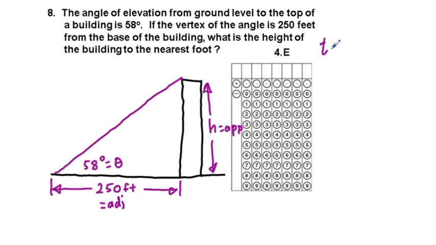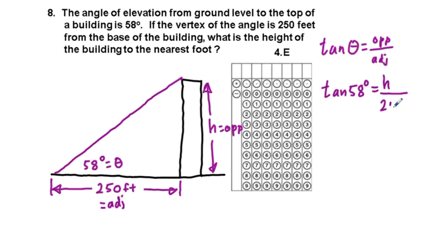So our tangent of theta equals opposite over adjacent. So the tangent of our angle, which is 58 degrees, is equal to our opposite side, which is our unknown h, and our known adjacent is 250 feet. So solving for h, cross multiplying 250, we have h is equal to 250 times the tangent of 58 degrees.